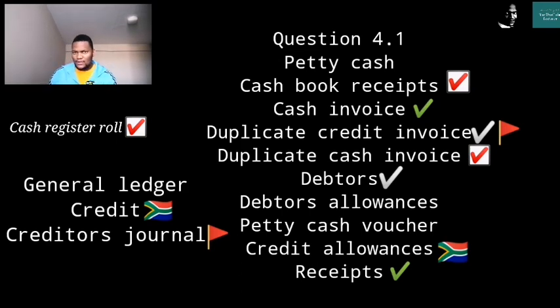And where are we going to record the credit note? If it's us returning the goods to the supplier, we will record that in the creditors allowance journal. But if it's customers returning goods that they are not happy with, we will record that in the debtors allowance journal. So for this, we record in the creditors allowance journal.